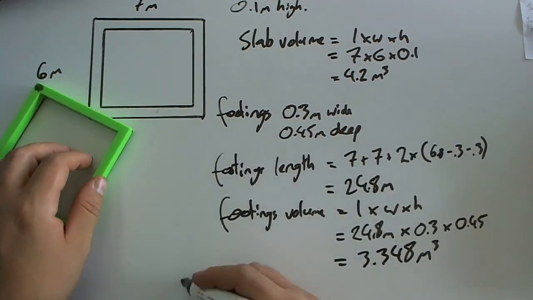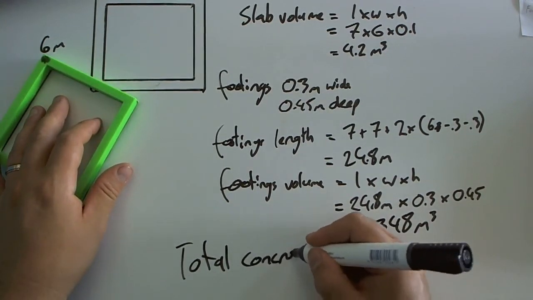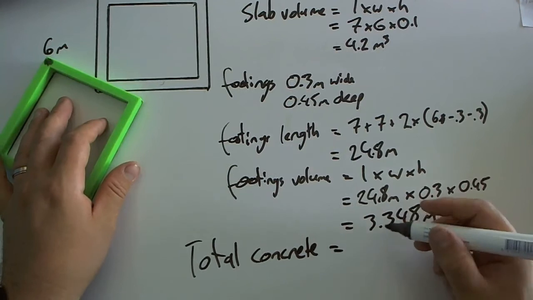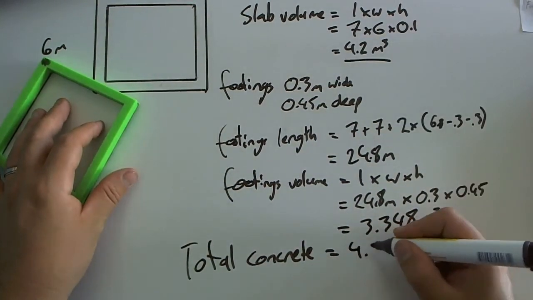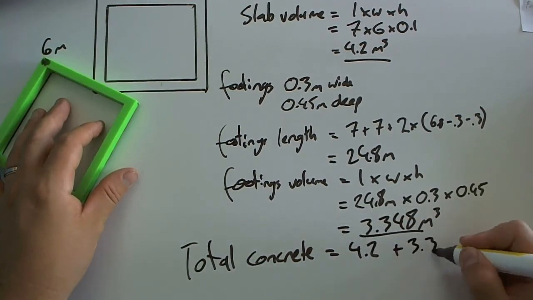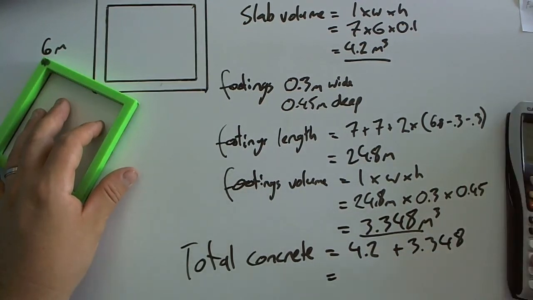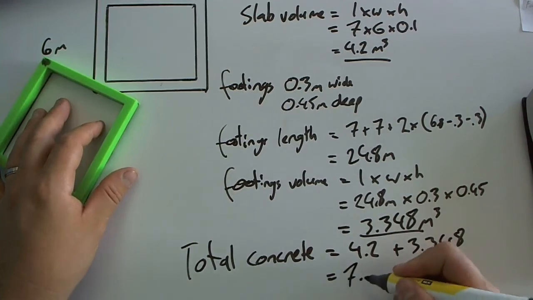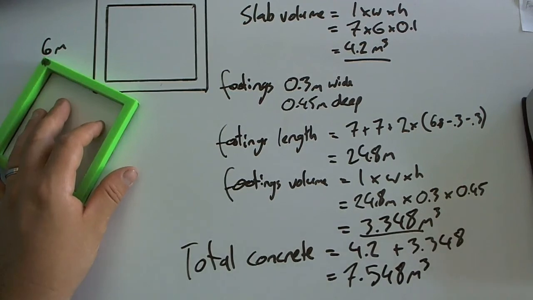That means our total concrete is going to be our slab, 4.2, plus our footings, 3.348, which is 7.548 cubic meters of concrete.